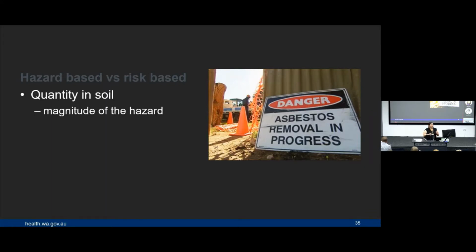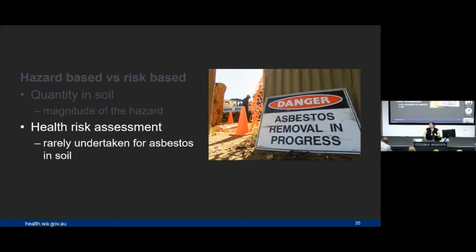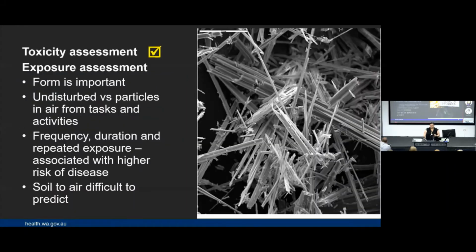So it is important to talk about whether we are talking about just the magnitude of the hazard, how much material is present, or whether you are talking about risk, which is exposure and how many fibres may be inhaled. So be really clear about the relative risk discussion that you're having. In most cases for contaminated sites assessments, we are only going to measure the magnitude of the hazard. Very rarely do we go into risk assessment. If you do risk assessment, the toxicity assessment is well and truly done for you.